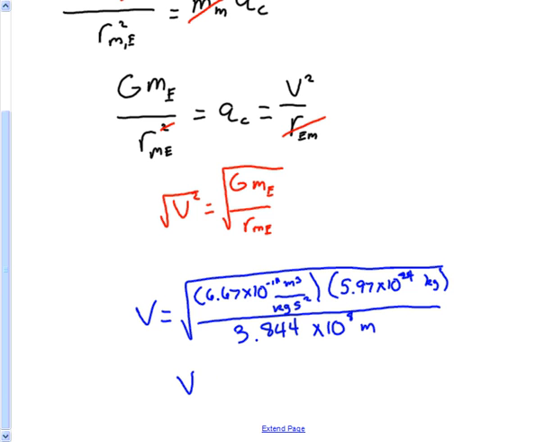And when you plug all of that into your calculator, we figure out that it has to go 1,108 meters per second, or roughly 1 kilometer every second. Okay, so that's the speed that the moon has to go to stay in orbit.